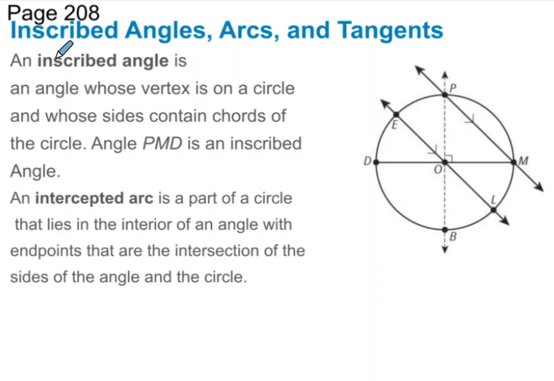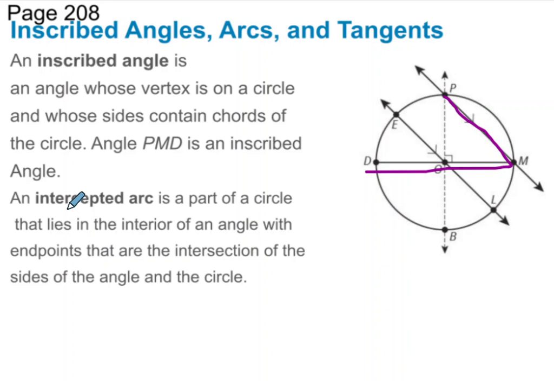Now we're going to learn about inscribed angles. So an inscribed angle is the angle whose vertex is on a circle and whose sides contain chords of the circle. Angle PMD, so let's find that, P to M to D. This angle is inscribed. The vertex is on the outside, and I can see that there are 2 chords that are there.